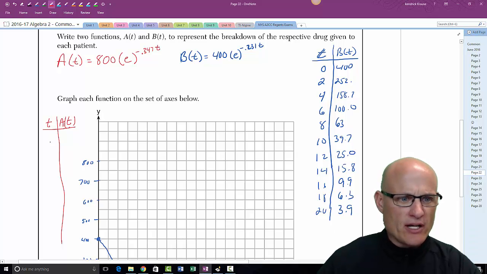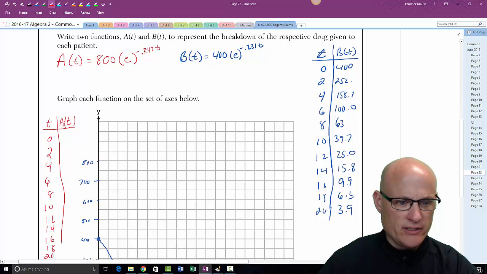All right, so I'm going to write all these down. 0, 2, 4, 6, 8, 10, 12, 14, 16, 18, and 20. You would be a lot neater. I know this is 800.